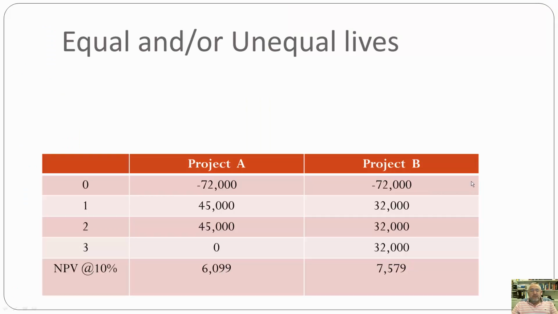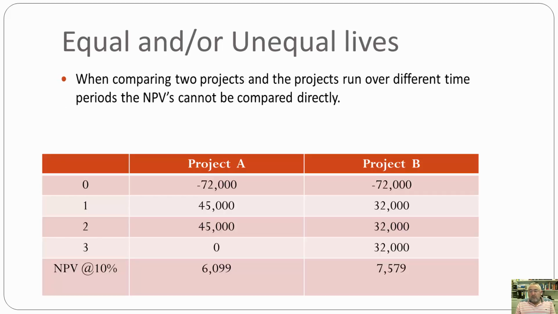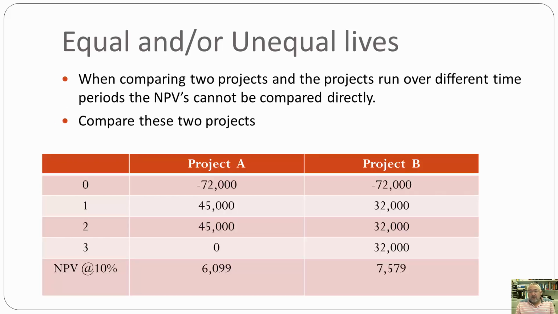So we do have this issue when considering two different projects. Here's an example. We've got Project A and Project B. They both involve the same investment, but they're giving us cash flow over different periods. Project A gives us $45,000 over 2 years. Project B gives us $32,000 each year over 3 years. So they run over different periods. Yes, we can calculate the net present value, and yes, Project B is clearly better.